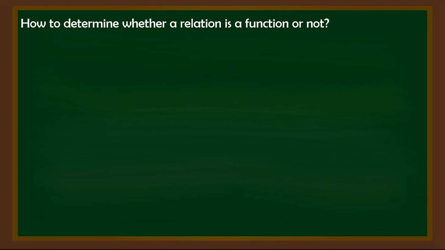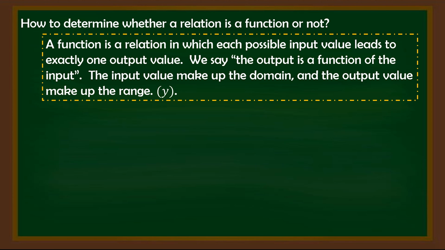How to determine whether a relation is a function or not. Let's take a look at the definition first. A function is a relation in which each possible input value leads to exactly one output value. We say the output is the function of the input. The input values make up the domain, and the output values make up the range.